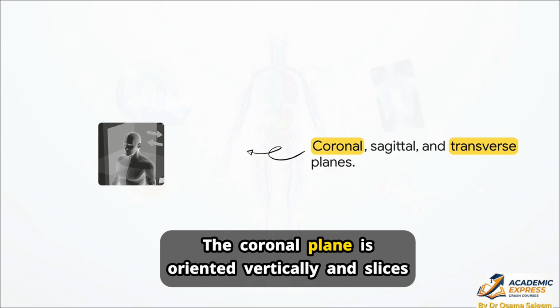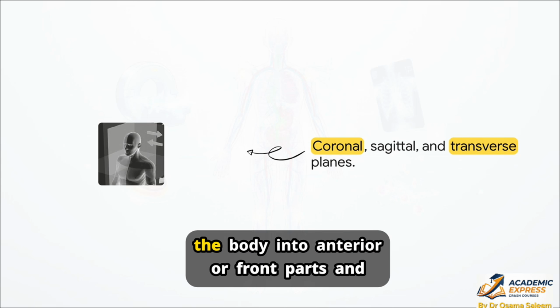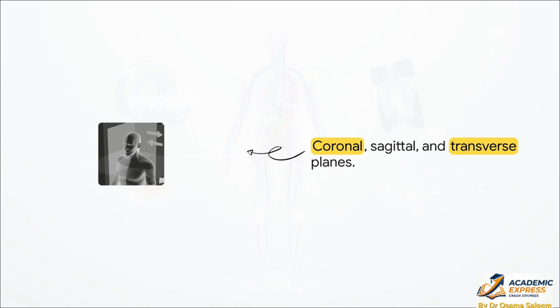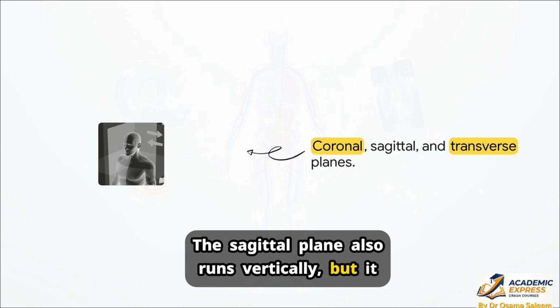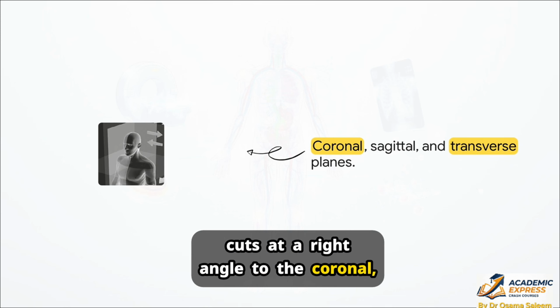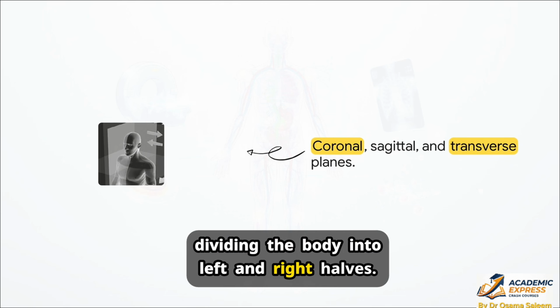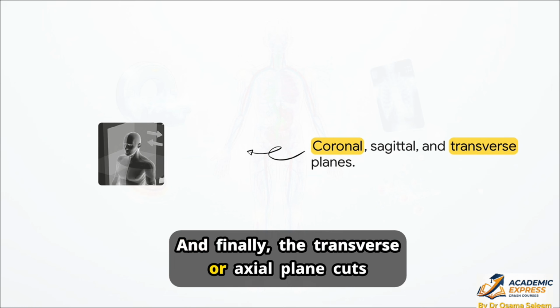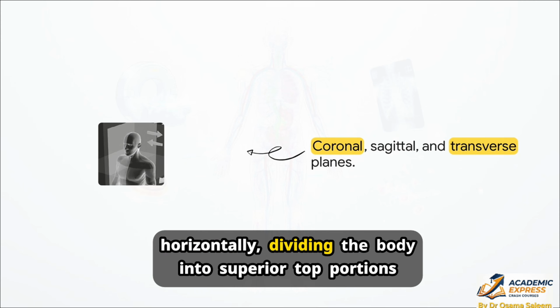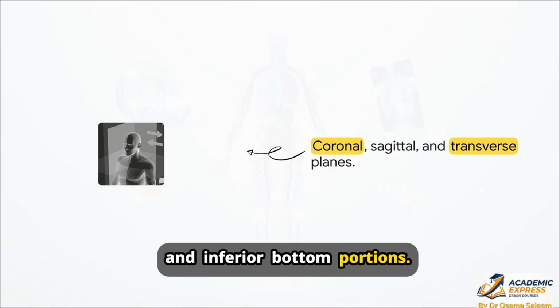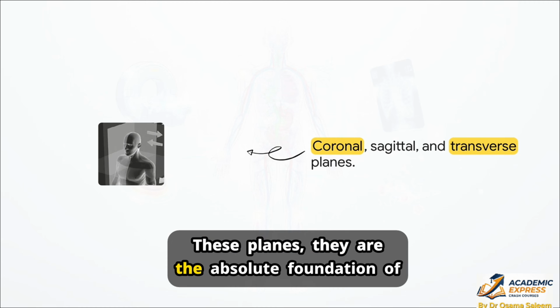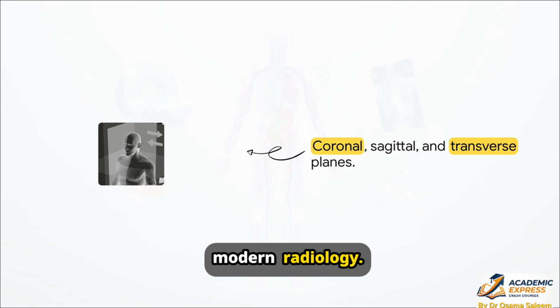The coronal plane is oriented vertically and slices the body into anterior or front parts and posterior or back parts. The sagittal plane also runs vertically, but it cuts at a right angle to the coronal, dividing the body into left and right halves. And finally, the transverse or axial plane cuts horizontally, dividing the body into superior top portions and inferior bottom portions. These planes, they are the absolute foundation of modern radiology.